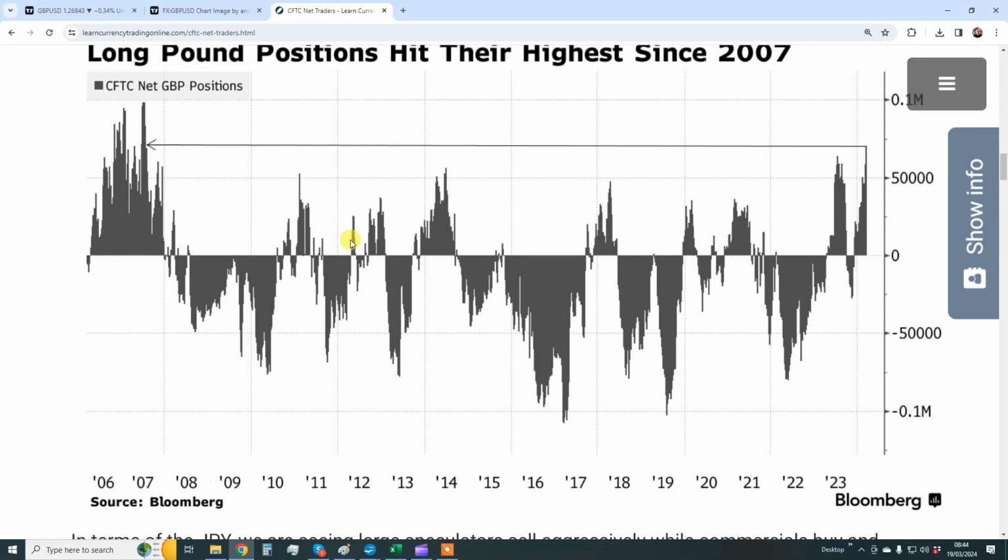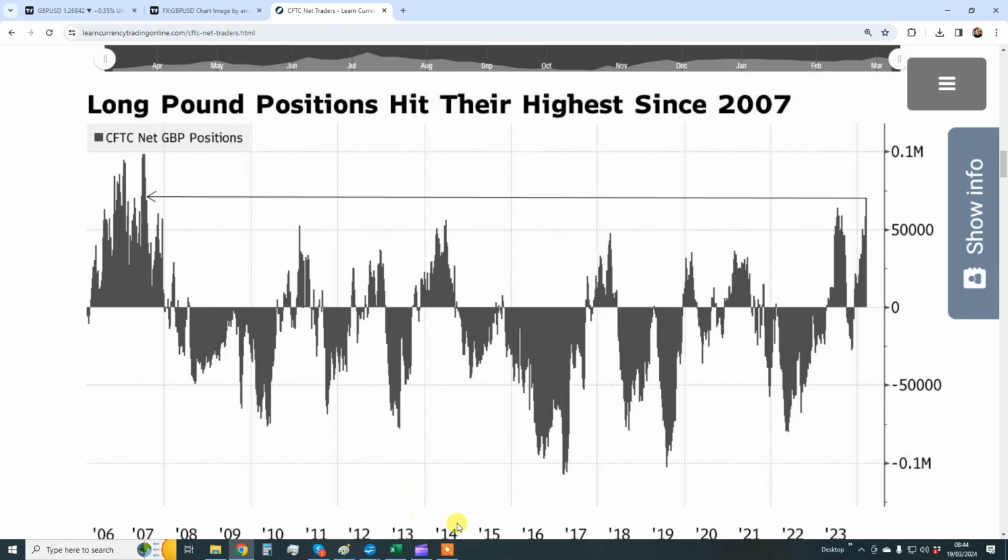I want to start with speculative positioning. Now, in terms of speculators, we can see here on this chart, speculators built up their biggest long position in the pound since 2007. Now, this data comes from the CFTC. This is the Commitment of Traders report, which is our favorite sentiment tool. It's totally free. Anyone can use it. And what it's showing you is actual real money positions in the market.